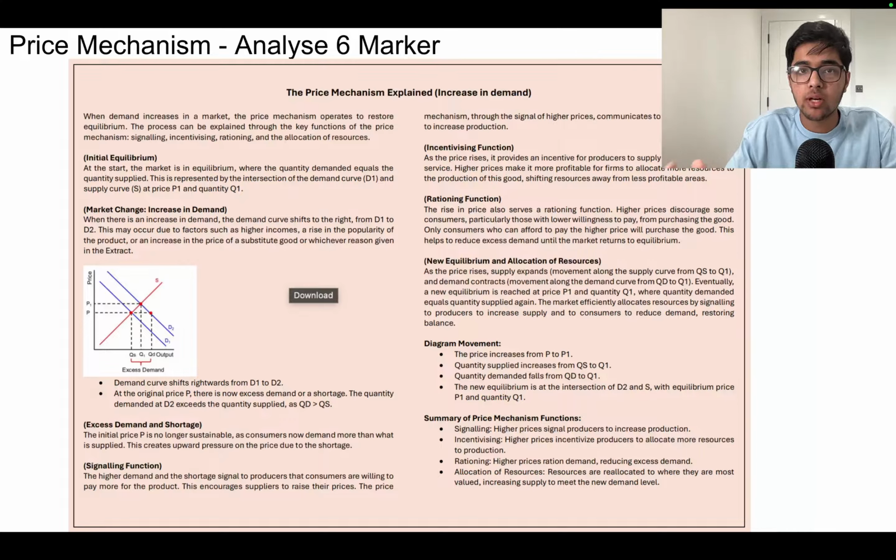Beware, you're not meant to write this much for a 6 marker. This is simply an explanation. What I would completely skip in an actual exam is the initial equilibrium part, you don't need to write that. You need to write all of the diagram movements and summarize the price mechanism functions. I would say definitely mention application from the case study and talk about incentivizing and rationing, and make sure to draw the diagram accurately, as you can gain 3 marks just from doing that. And don't forget the definition at the very beginning.